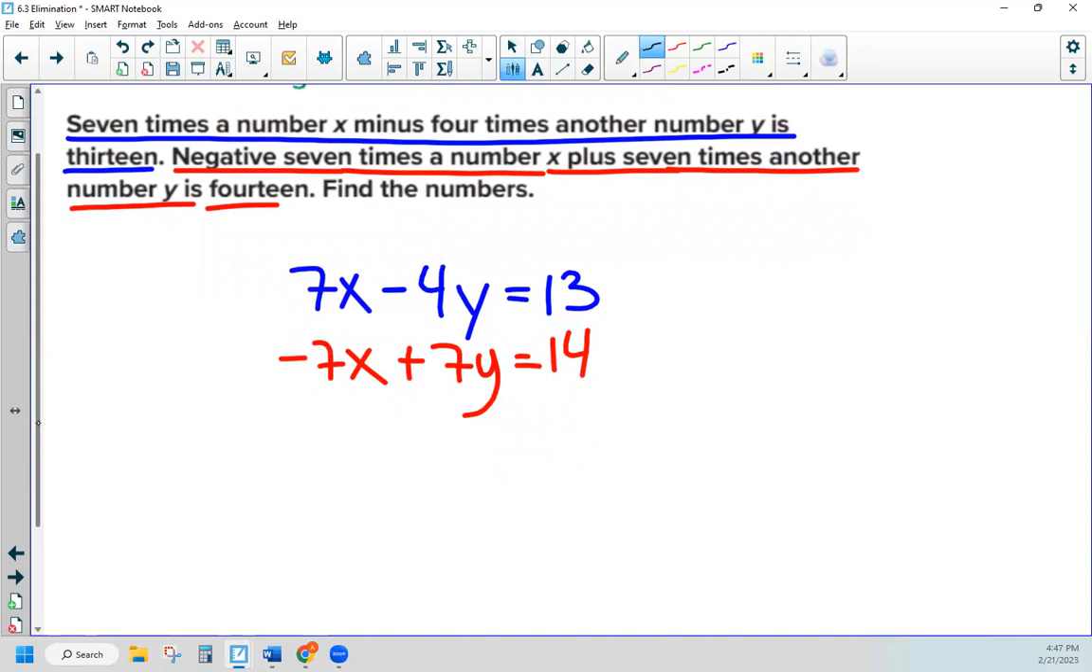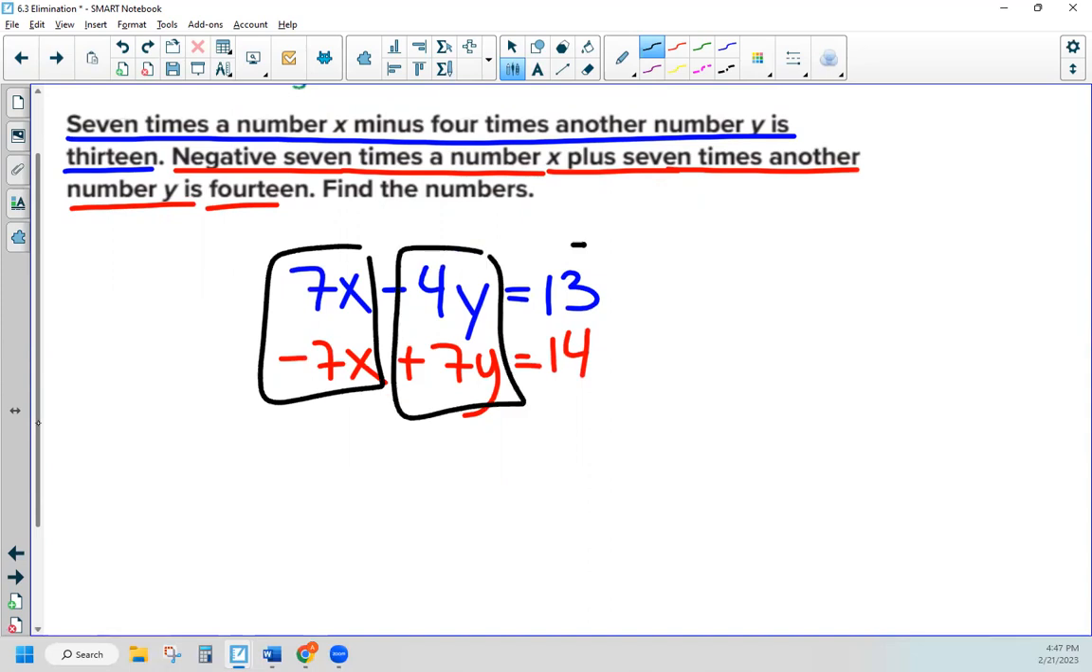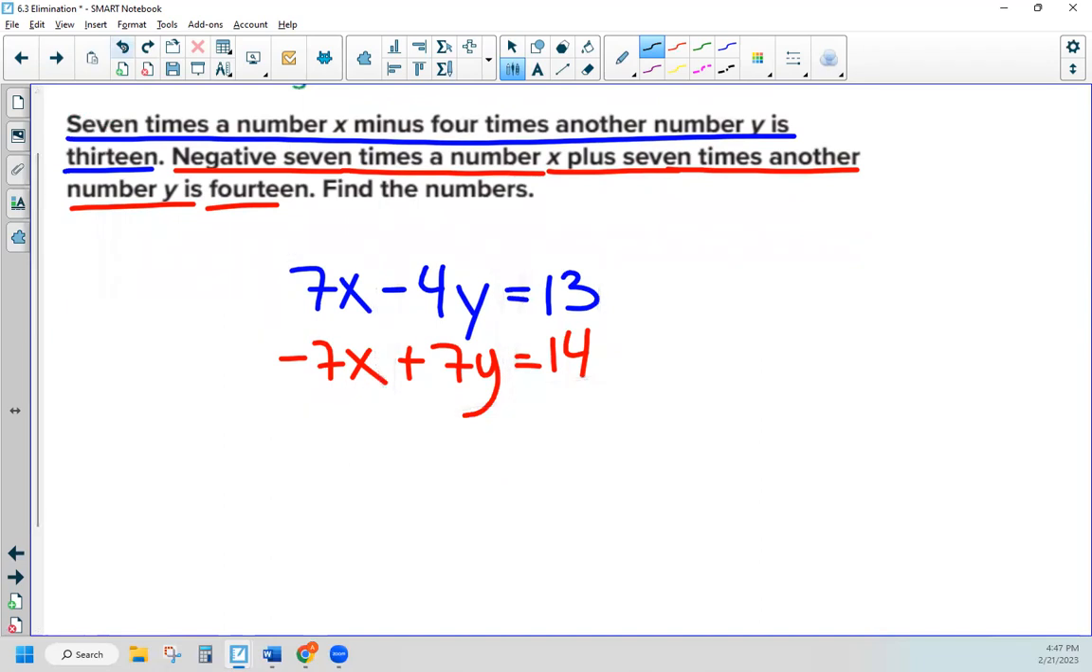So everything's already lined up. I got my x variables lined up, my y variables lined up, and my constants lined up. Perfect. The next thing I want to look for is coefficients that are the same number. 7 and 7, here they are. Now, when I was looking for the same number, I wasn't really looking for identical numbers. I could see that this 7 is positive while this one is negative. I don't mind that yet.